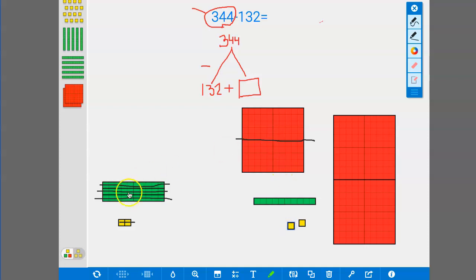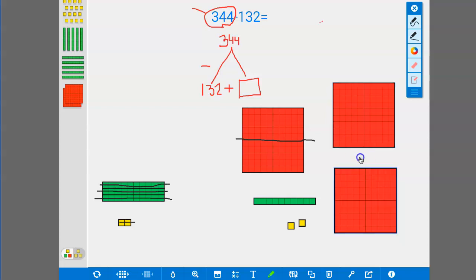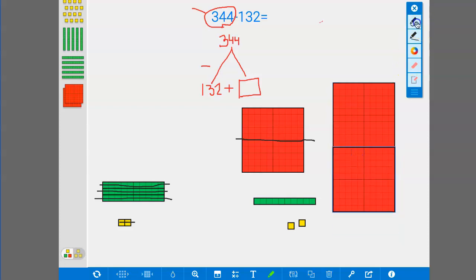So now that we took away 132, let's see what we have left. We have 100, 200. So I'll go ahead and write 200.